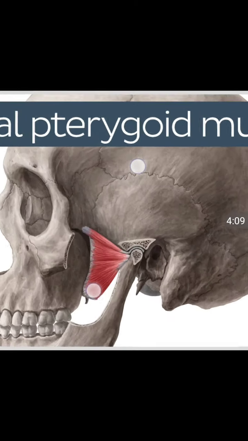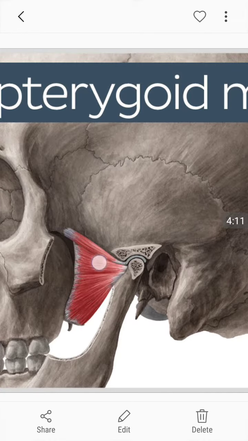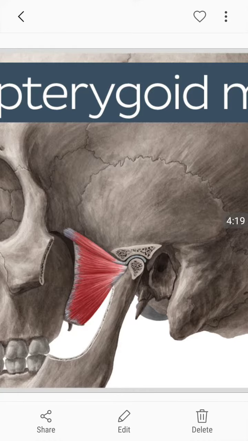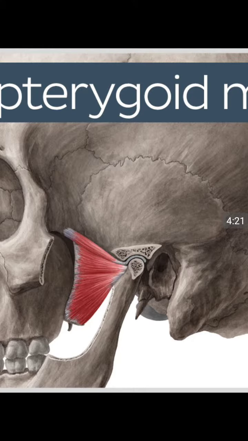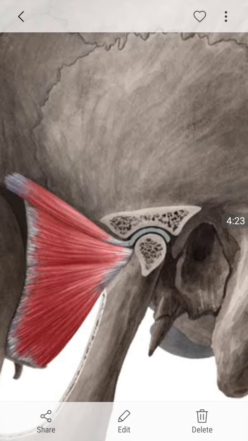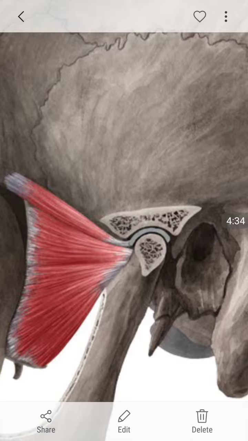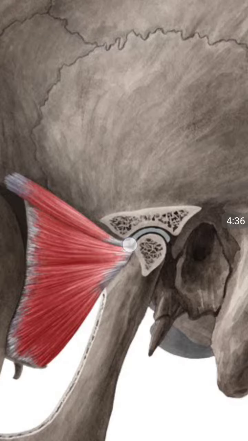Here you can see the infratemporal crest, and these fibers get attached to the capsule of the temporomandibular joint, plus the articular disc of this temporomandibular joint. Here you can see the gray curved structure between these two bones. This is the articular disc. So this superior head inserts into the capsule and this articular disc.